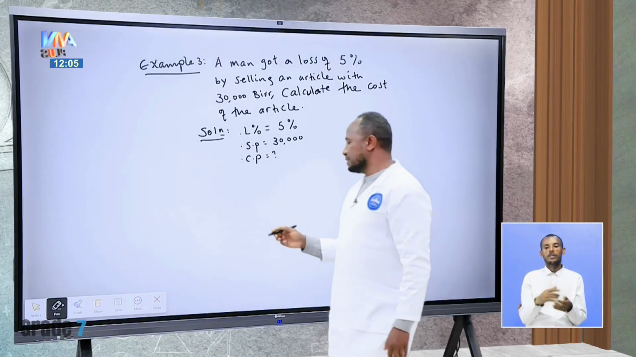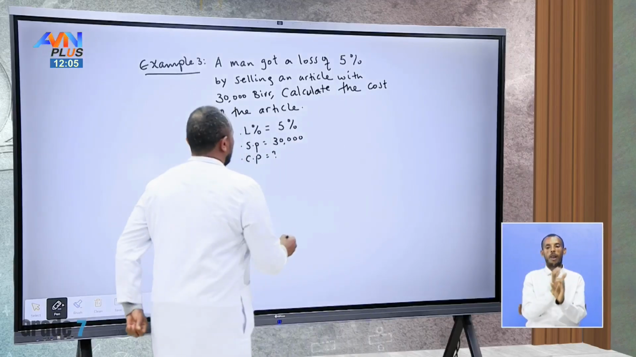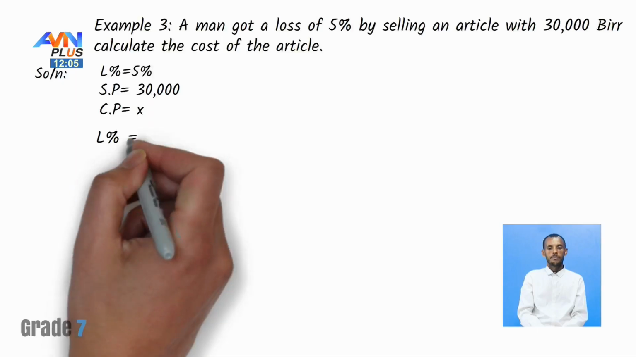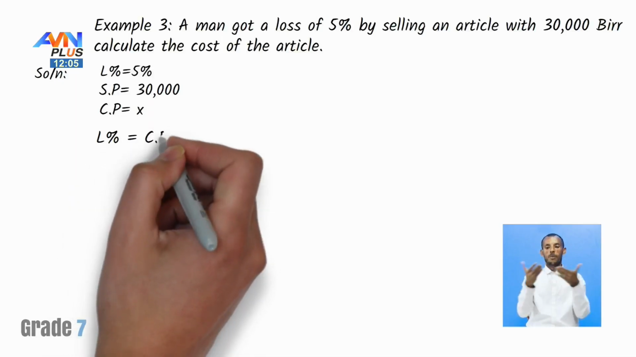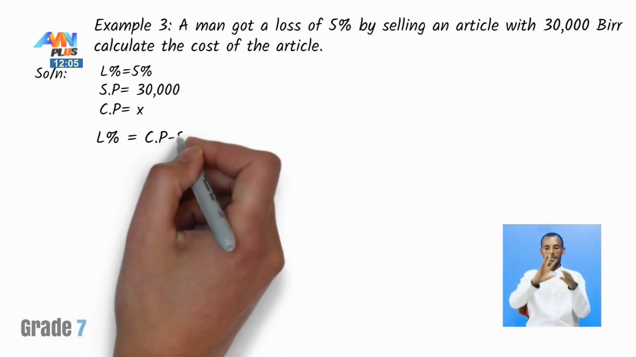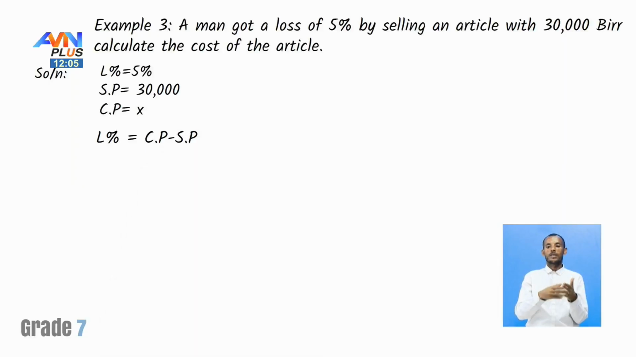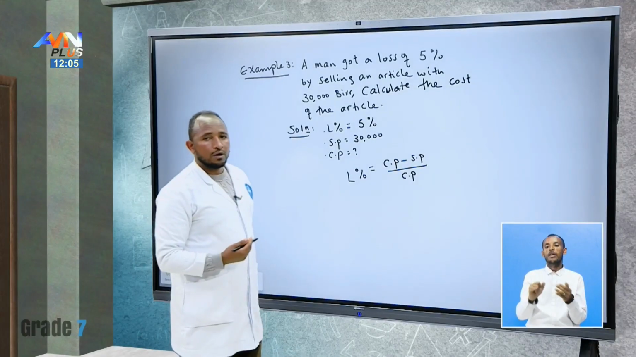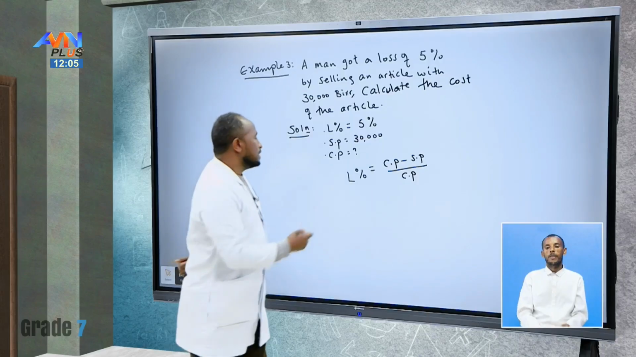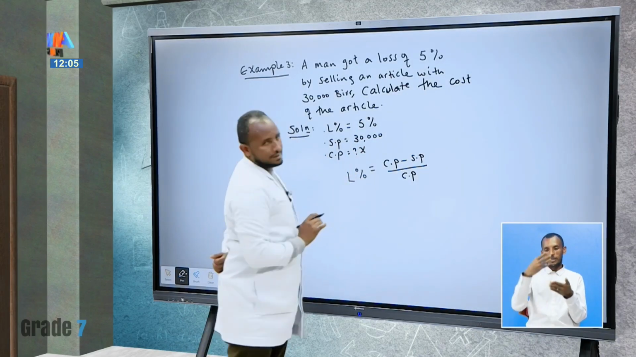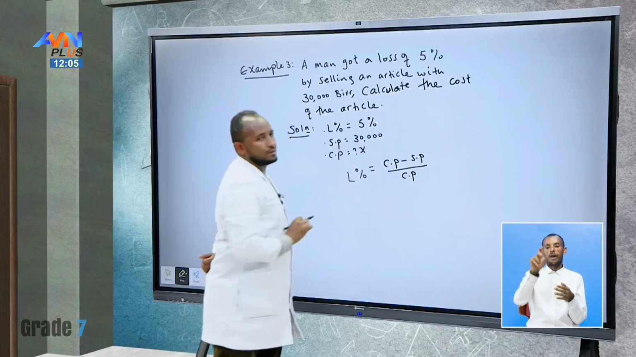Therefore, here, to calculate the loss percent, we use the equation. Loss percent is given by loss, that means it is cost price minus selling price divided by the cost price. This is the equation to calculate loss percent. So here, we don't know the cost price. Let's use a variable x, and let's try to find this.